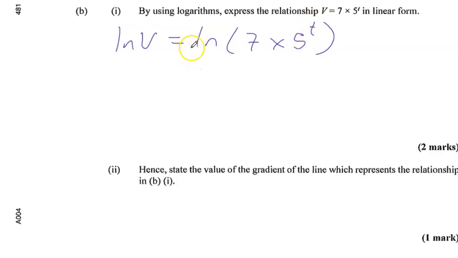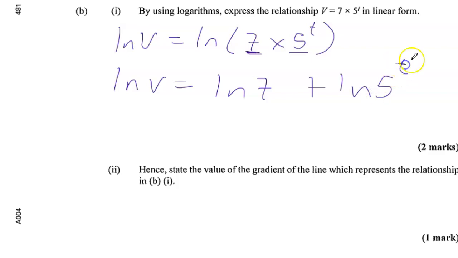And of course, this becomes ln v equals, and then we can separate them. This is a product, so we can separate them as two different logs by adding. So ln 7 plus ln 5 to the power of t, since log ab is log a plus log b, right? So that's the principle we applied there.